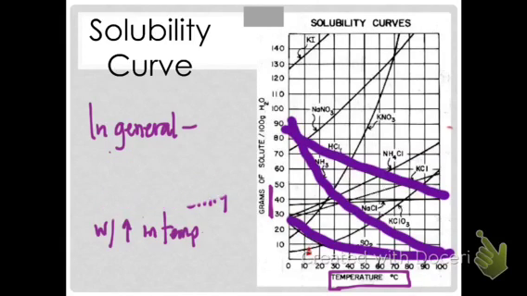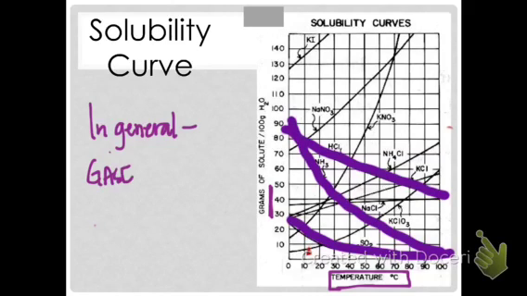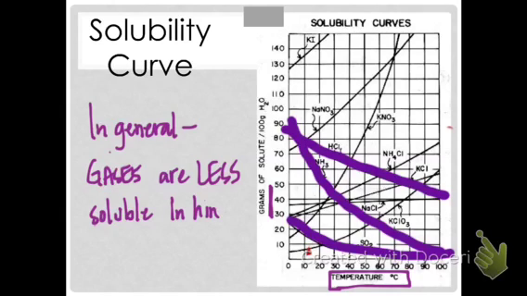But the opposite is the case for gases. Gases are less soluble in higher temperatures. Now, here's the thing. That should make sense. Because if you take a soda, and I'm sure most of you are drinking sodas right now, but if you take a soda and it's cold, originally, when you first open it, it's going to have a lot of carbonation and it's going to taste good.